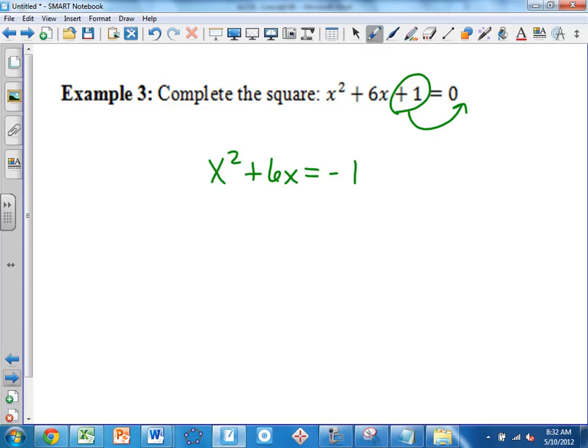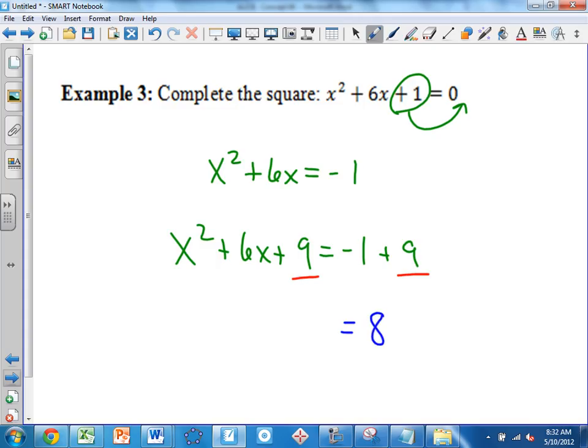Now, the next step, take half of the b term and square it. What's half of 6? What's 3 squared? And then add that to both sides. Add this 9 to both sides, please. On the right-hand side, it's going to be 8. Yes, absolutely. So on the right-hand side, we're going to have an 8.